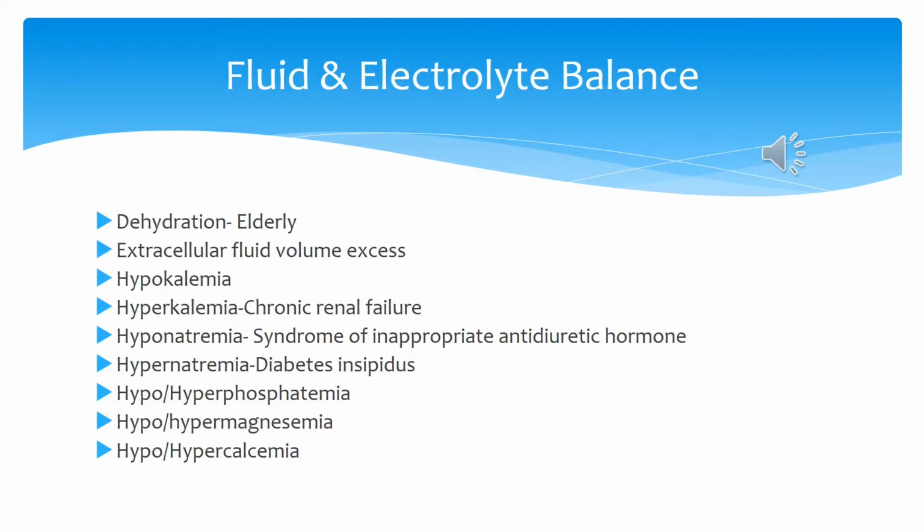With the concept of fluid and electrolyte balance, the definition is the process of regulating the extracellular fluid volume, body fluid osmolality, and plasma concentration of electrolytes. The exemplars to be discussed are dehydration with the elderly, extracellular fluid volume excess, hypokalemia, hyperkalemia, chronic renal failure, hyponatremia, syndrome of inappropriate antidiuretic hormone, hypernatremia, diabetes insipidus, hypo and hyperphosphatemia, hypo and hypermagnesemia, and hypercalcemia.